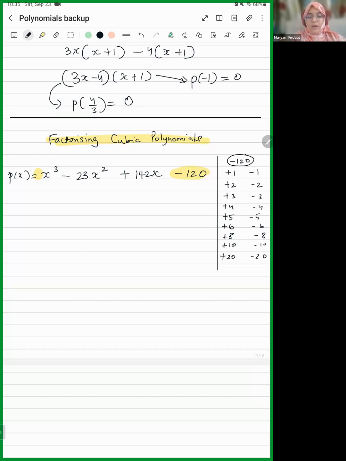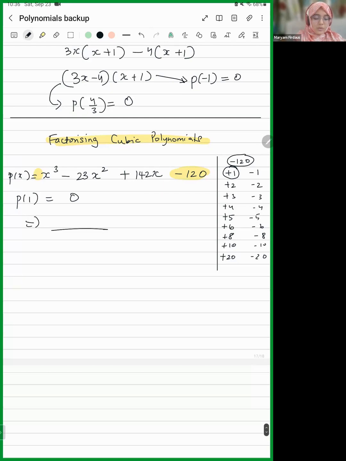What we need to do now is the second step. The first step was multiplying the first term and the last term. The second step is writing down the factors of that product which we have just written over here. The third step is trial and error. We are going to take each of these, starting with the smallest number, put it in place of x and see whether it comes out to be 0 or not. So what will happen if, let's say, p of 1 comes out to be 0? If it comes out to be 0, what can you say is a factor?